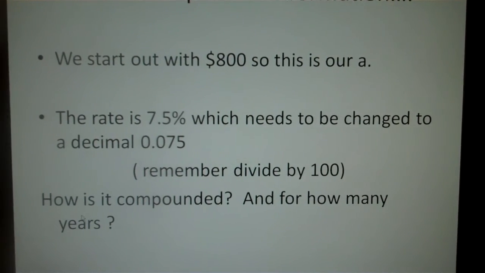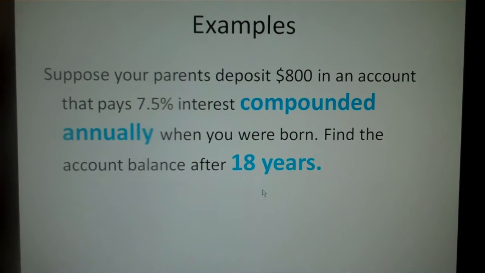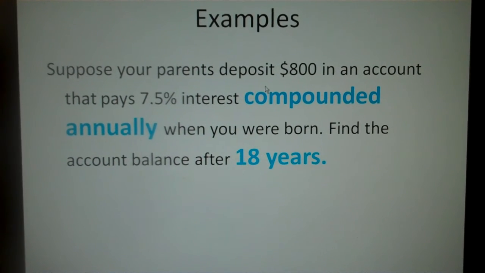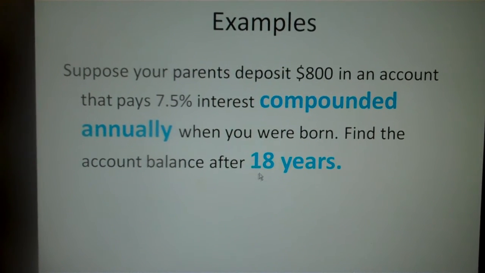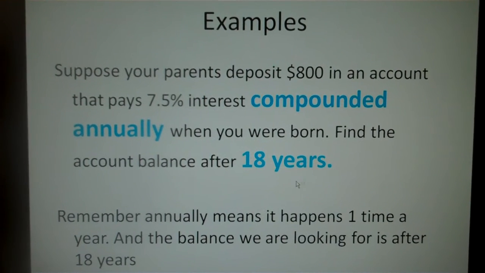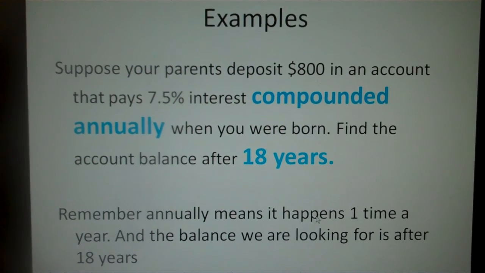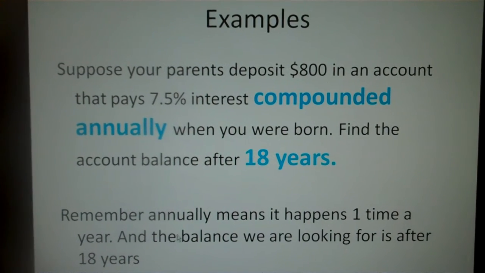Alright, so the question is, how is it compounded and for how many years? In blue you see highlighted that it says it's compounded annually, and that we want to find the balance after 18 years. So what that means is that our N is going to be equal to 1 and our T is going to be equal to 18.